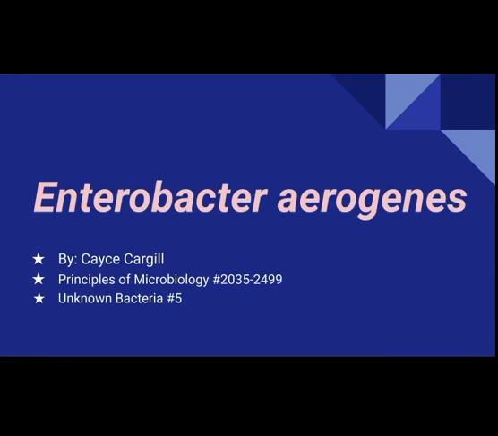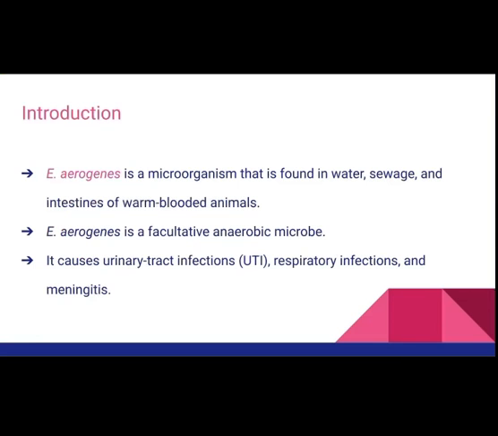The unknown bacteria that I had was Enterobacter aerogenes. This was unknown bacteria number 5. E. aerogenes is a microorganism that can be found in various places, such as water, sewage, or the intestines of warm-blooded animals. It is a facultative anaerobic microbe. This means that it can survive in environments containing oxygen or lacking oxygen.